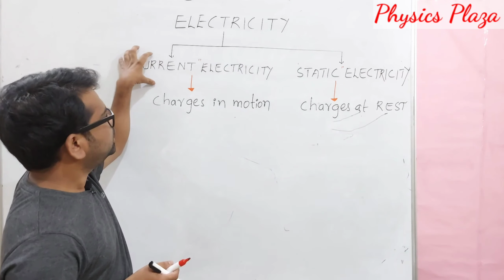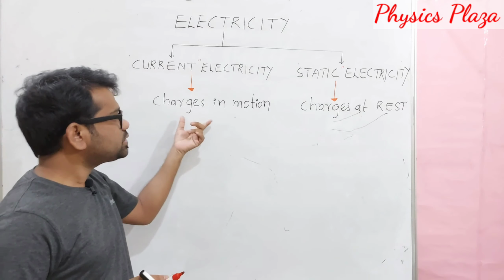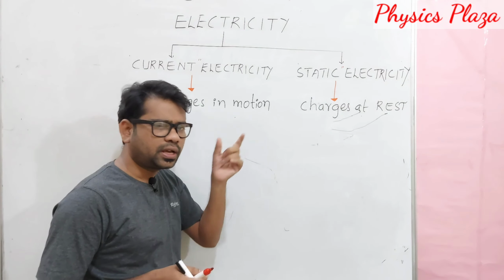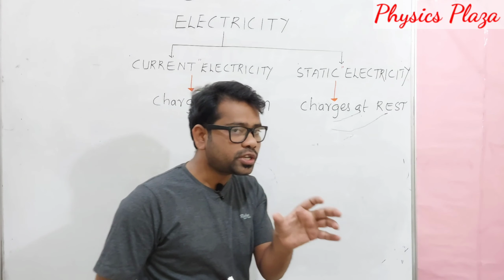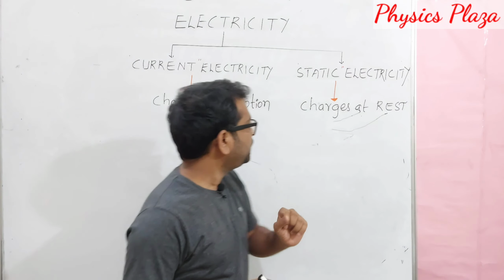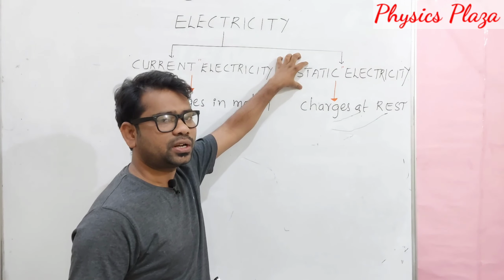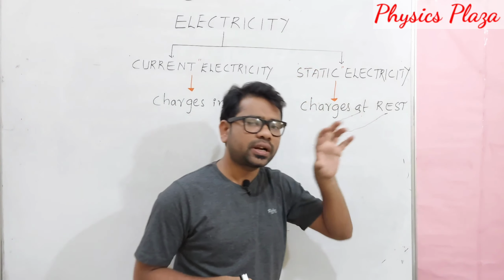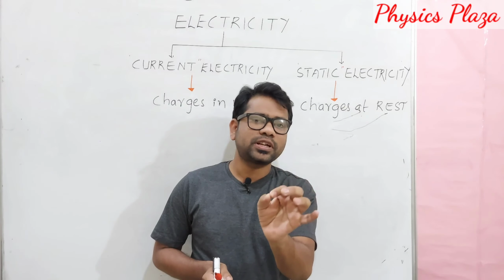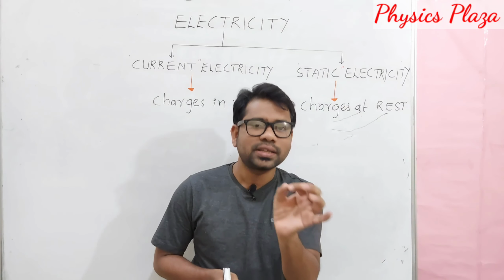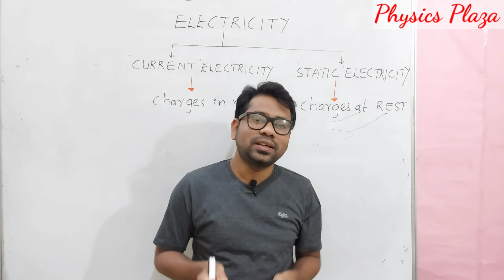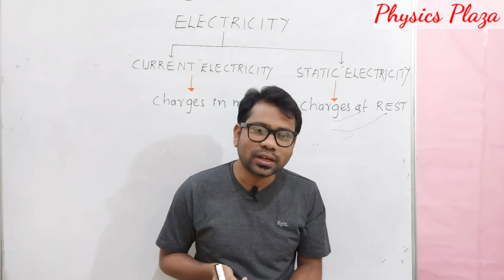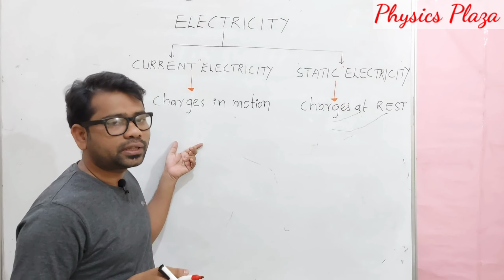Dear children, current electricity is a branch of electricity which deals with charges which are in motion. Whereas static electricity deals with the charges which are at rest. It is the basic difference between current electricity and static electricity. But what are we learning, dear children? We are going to learn only about current electricity.